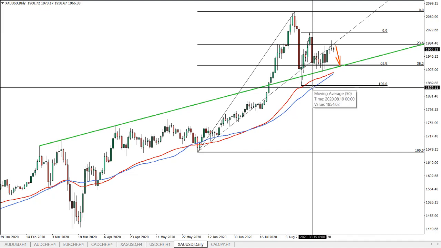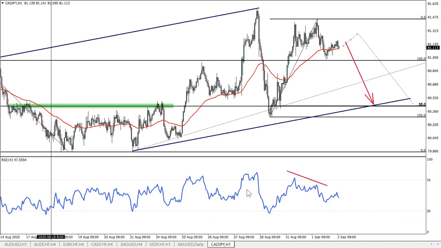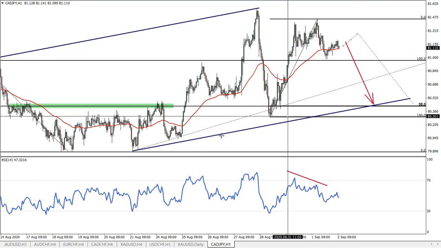Swiss franc currency pairs are expected to continue moving against the Swiss franc, gold and silver corrections, and Canadian dollar, Japanese yen. For today we have this potential move to the downside.